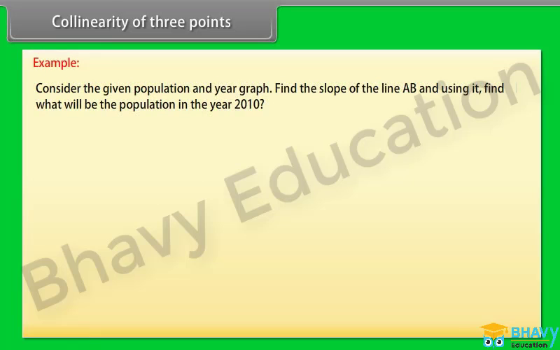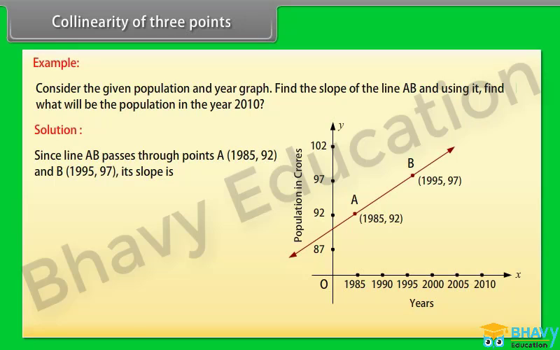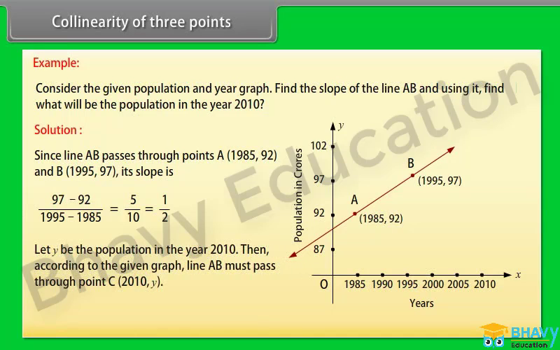Example. Consider the given population and year graph. Find the slope of the line AB and using it, find what will be the population in the year 2010. Solution. Since line AB passes through points A (1985, 92) and B (1995, 97), its slope is (97 minus 92) divided by (1995 minus 1985), which is equal to 5/10, which is equal to 1/2. Let Y be the population in the year 2010. Then according to the given graph, line AB must pass through the point C (2010, Y). Therefore, the slope of AB is equal to the slope of BC.